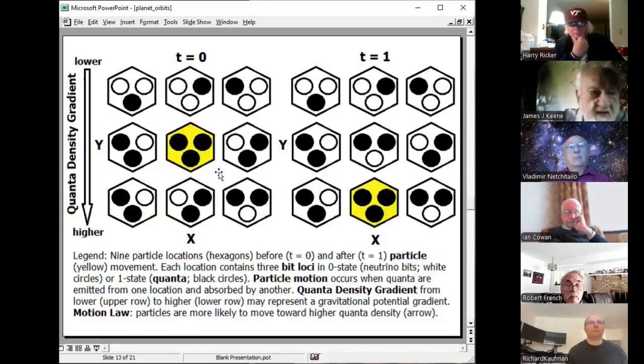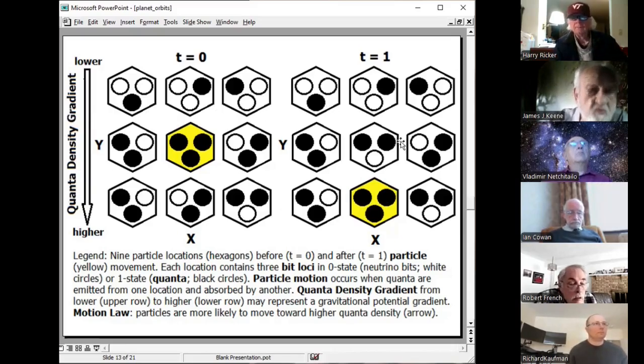Okay, so basically, I'm showing here schematically the same thing from a different point of view. If at time 0, let's just look at the middle columns. The odds of a quanta in the middle row here of going up or down. If it goes down, there's a greater odds of forming a particle at time equals 1 compared to if it goes up. And so gravity is actually a quanta density gradient. That's what this slide is saying. It's just another way to look at the law of motion.